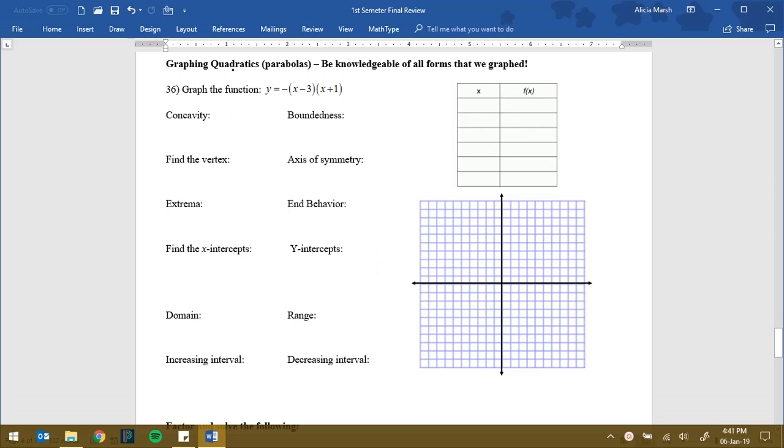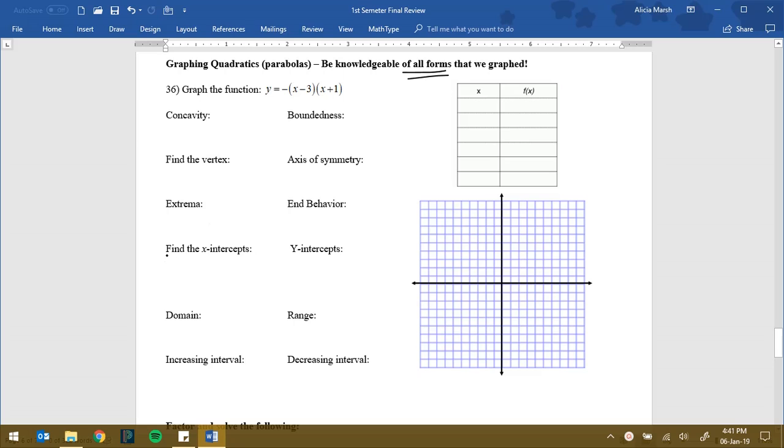We're going to start with graphing quadratics or parabolas. Something I would like to make sure you're aware of: make sure you're knowledgeable of all the forms we graph. That includes intercept form, vertex form, and standard form. This one in particular is intercept form.